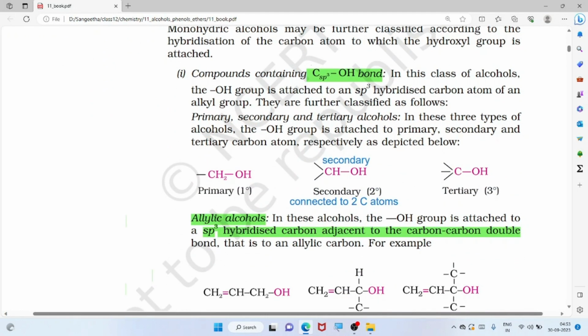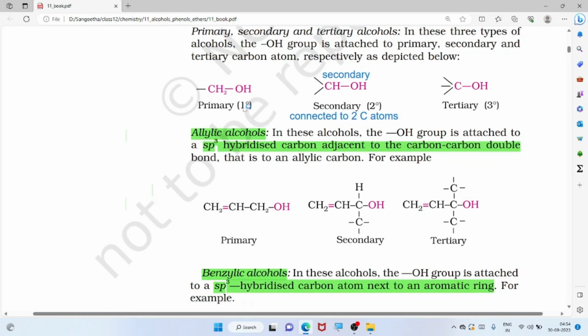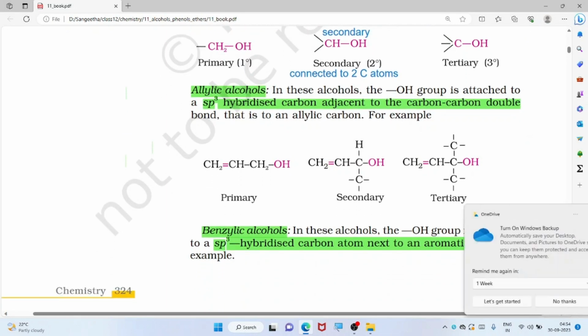So we have compounds with the sp3 hybridized carbon atom. Here this is a primary: the carbon atom with the OH group is connected to only one carbon atom. Here this carbon atom is connected to two carbon atoms, that is secondary. Here this carbon atom is connected to three, tertiary. Then allylic alcohols.